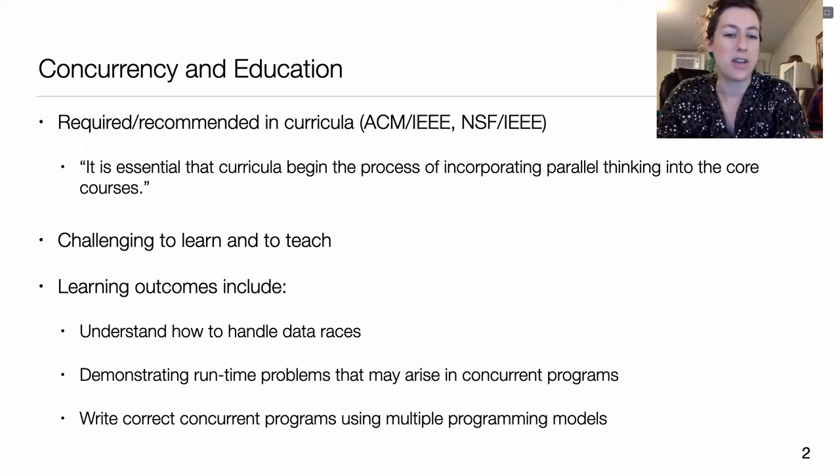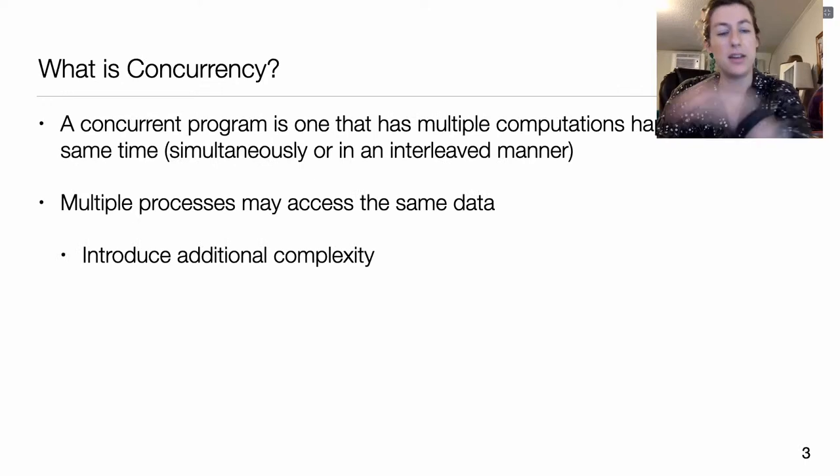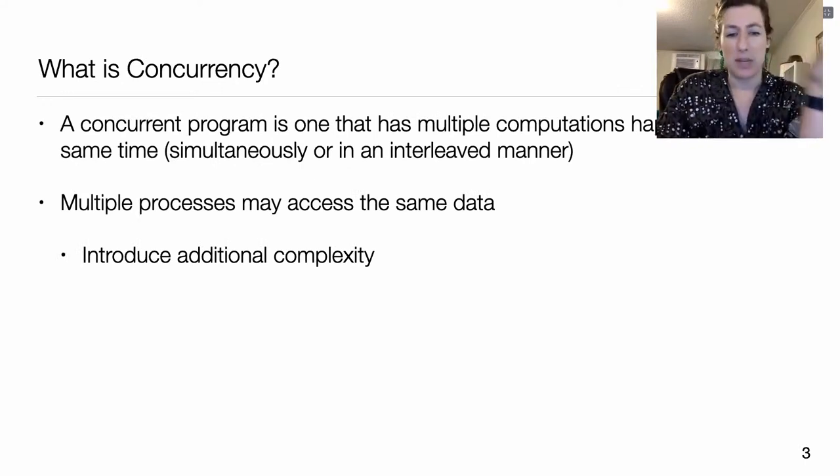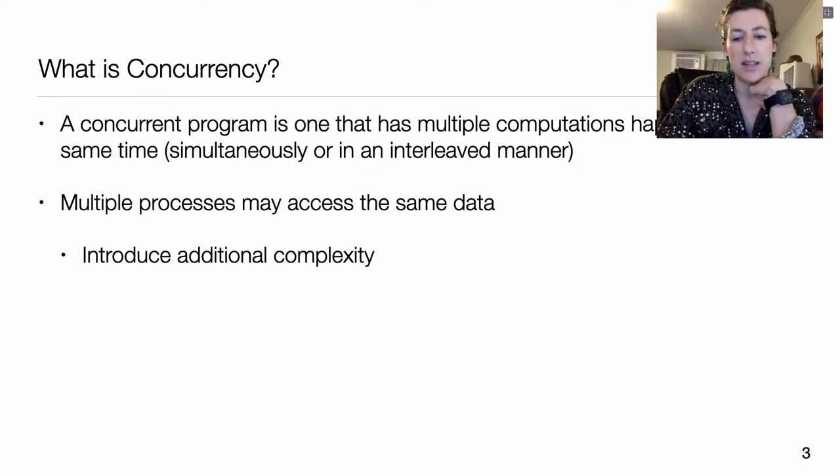Expected learning outcomes for concurrency involve understanding new terminology, such as data races, which involve scenarios they haven't encountered before. They are also expected to reason about what issues may arise from these scenarios and know how to solve them in multiple paradigms. I want to briefly define what I mean by concurrency here. A concurrent program is one that has multiple computations happening at the same time, simultaneously or in an interleaved manner. This may result in additional complexity when multiple processes attempt to read and modify the same data.